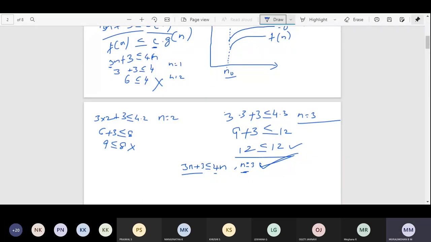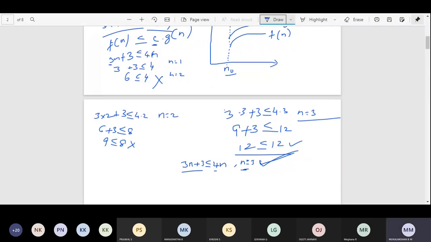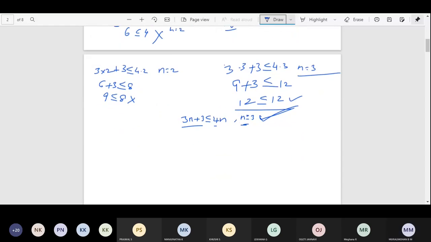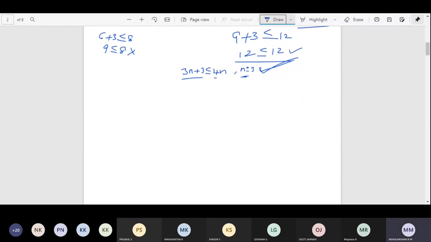Kindly respond please. No, sir. Okay, similarly, we can take one more example. 3n plus 3 is equal to big O of n square. Okay, so how to prove this one?